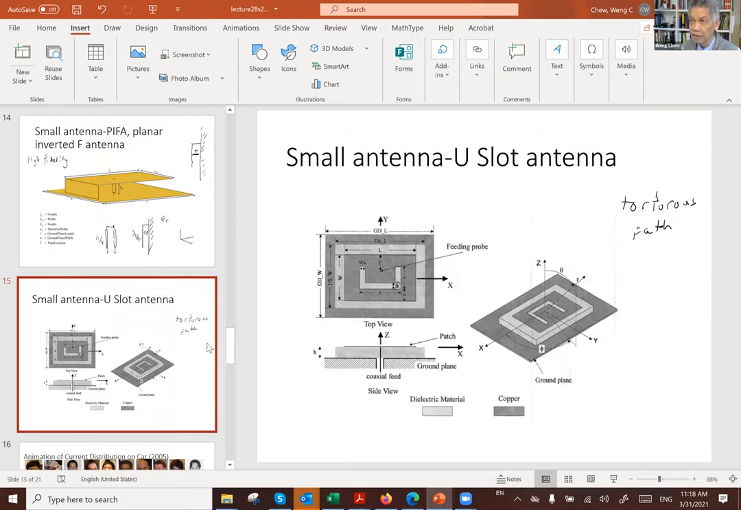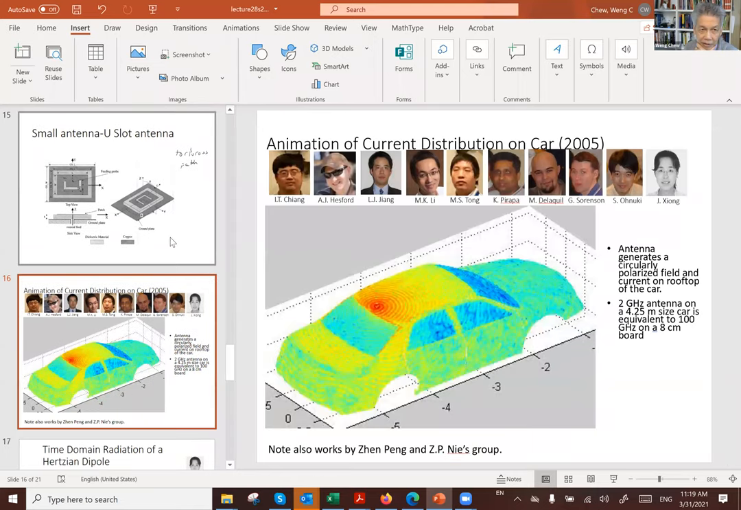And of course, people are clever. They come up with a U-slot antenna. Essentially, this U-slot antenna allows you to cause the current to have a tortuous path. Now, if you feed this, the current will have to go like this, sloshing back and forth like this. And this U-slot antenna is smaller than an ordinary antenna. This is one idea for miniaturization.